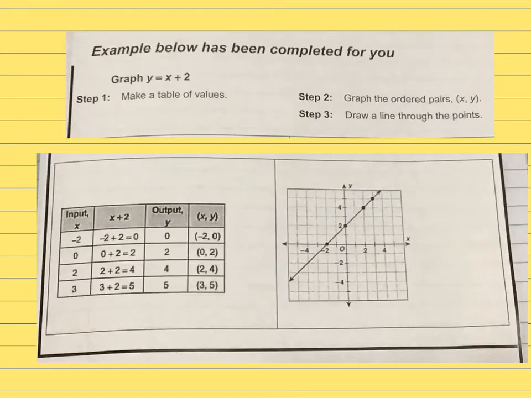So here's an example that's done for you that you could check. If I have an equation that just says y equals x plus 2, automatically I know that this is not proportional. And I know it's not proportional because it has this plus 2. That's going to make it not proportional. It is going to be linear because the variable just has the letter.